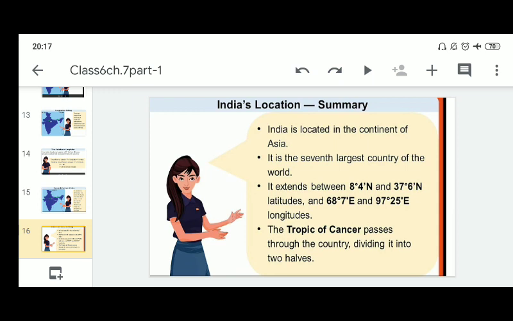Now let's revise. So what is India? It is located in the continent of Asia. It is the 7th largest country of the world. It extends between 8.4 degree north and 37.6 degree north latitudes and 68.7 degree east and 97.25 east longitudes. The Tropic of Cancer passes through the country, dividing it into two halves.